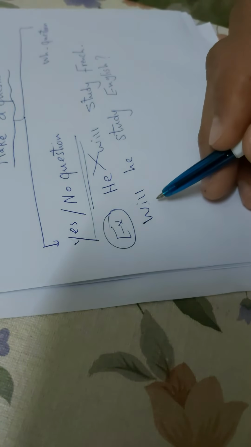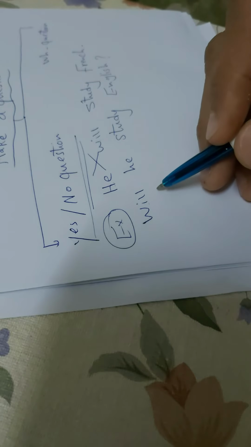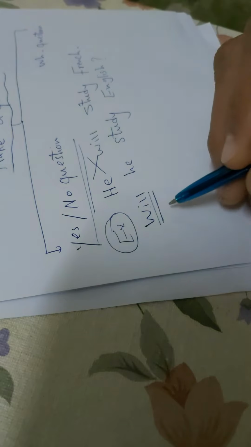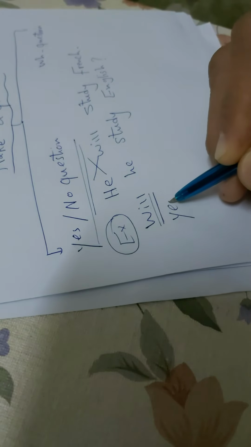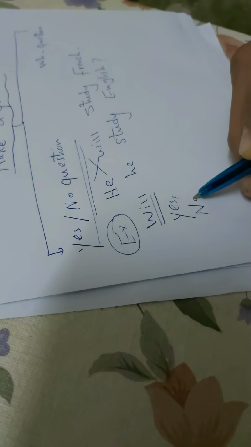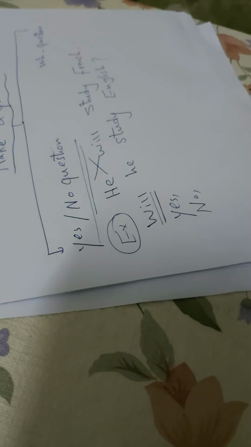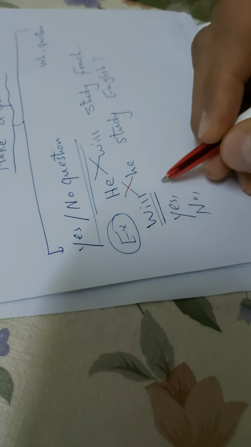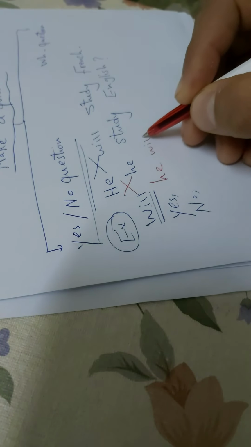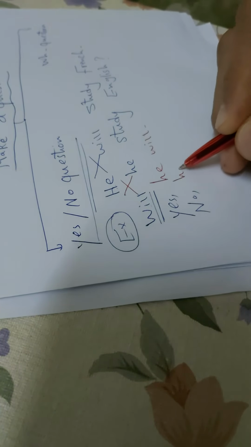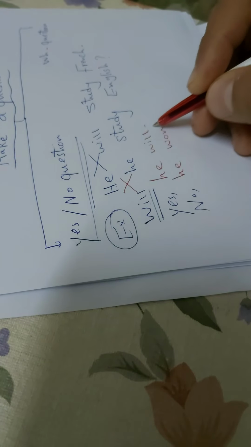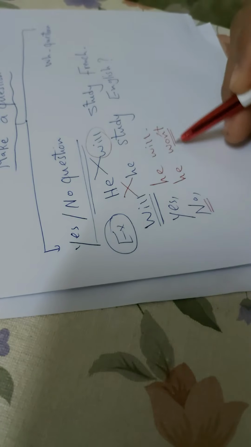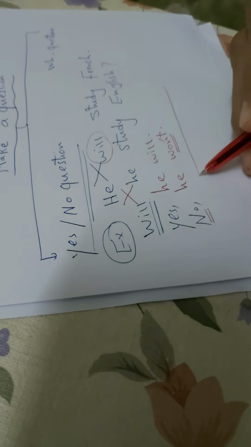Now I want someone to answer this question. When the sentence starts with will, answer with yes or no. Yes. And replace will with he and he with will. Yes, he will. No, he won't. With no, change will into won't. Okay?